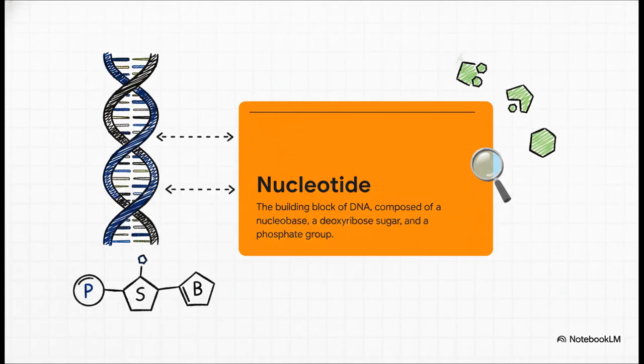The code is built from these little units called nucleotides. You can think of them like individual letters in a massive, massive alphabet. Each one has three parts: a phosphate and a sugar, which form the long, twisting backbone of the DNA strand. But the really important part is the base. That's the letter that actually carries the information.